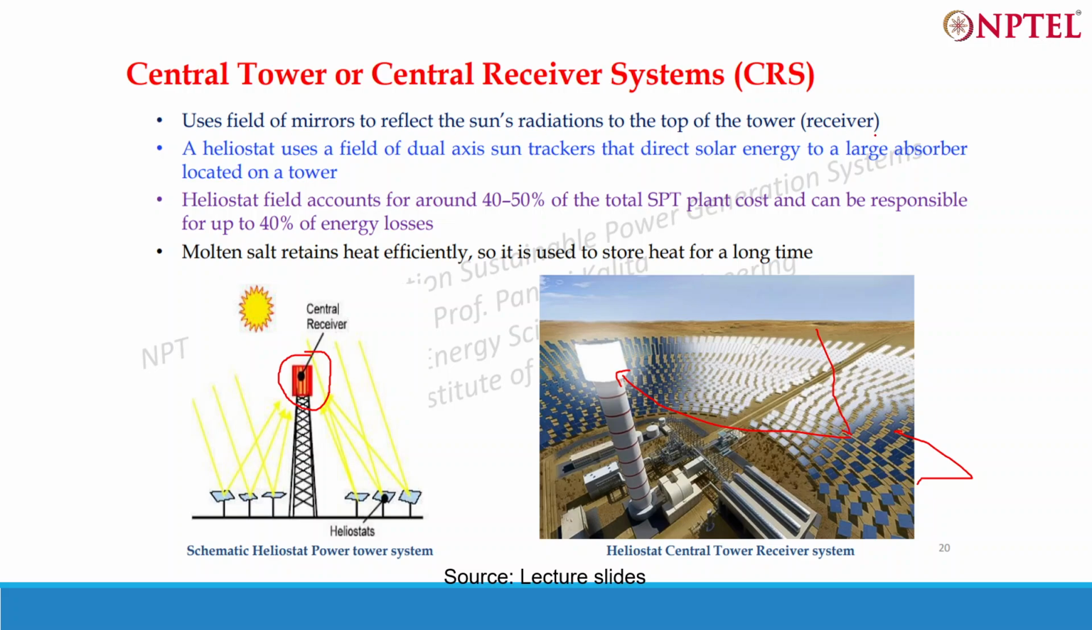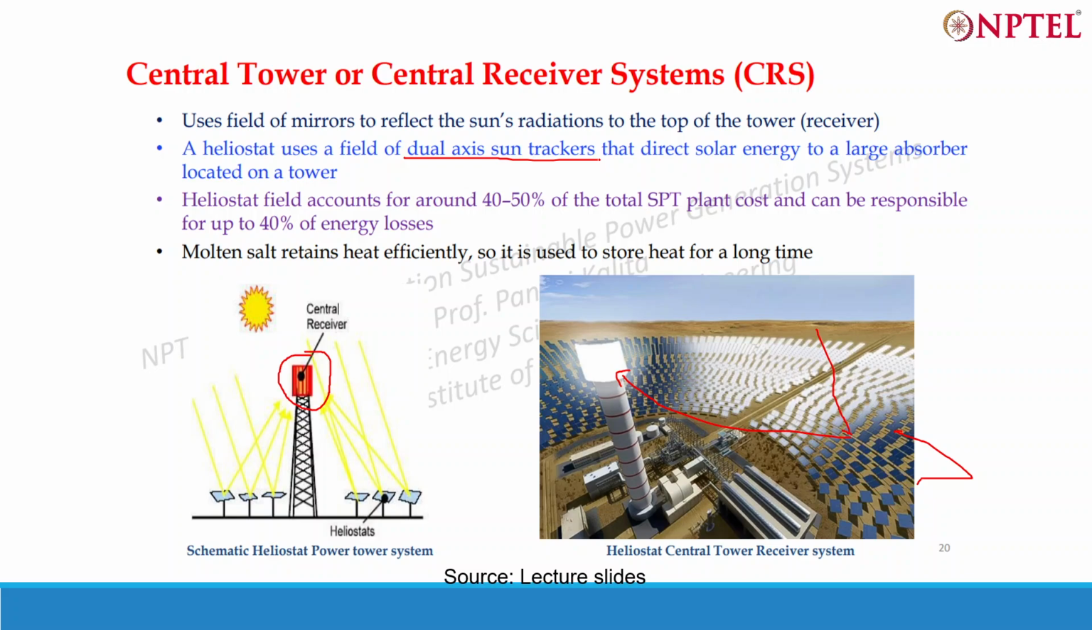They use a field of mirrors to reflect the sun. A heliostat uses a field of dual axis sun trackers. Now the question arises, what does a dual axis sun tracker consist of? The sun moves up and down in the sky, and it also moves from east to west. With seasonal variation, it has up and down movement in the sky, so the zenith angle and altitude angle are changing, and similarly the azimuth angle is also changing.